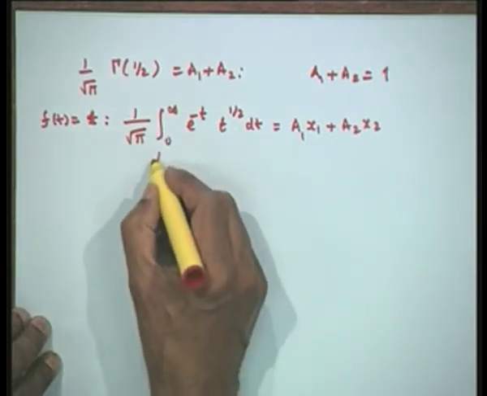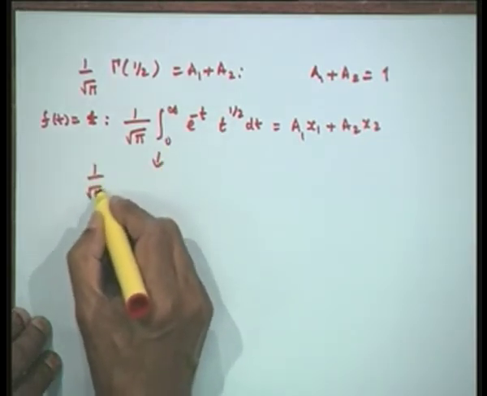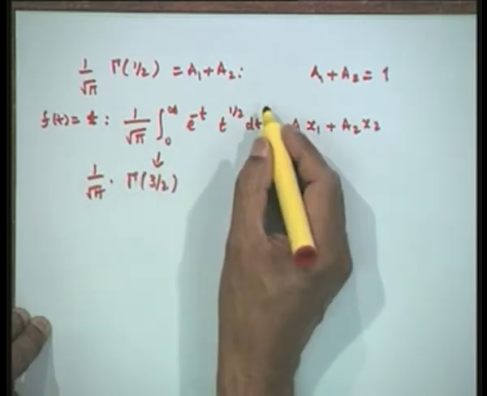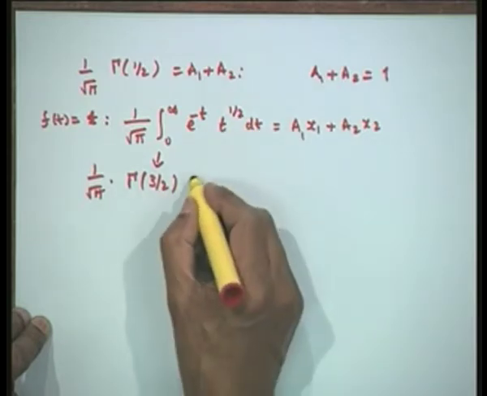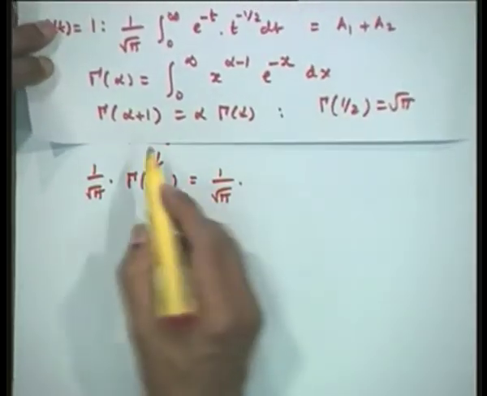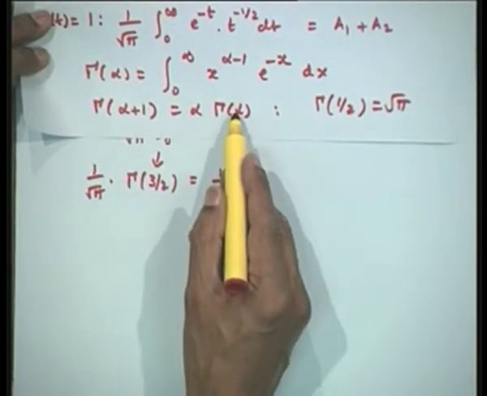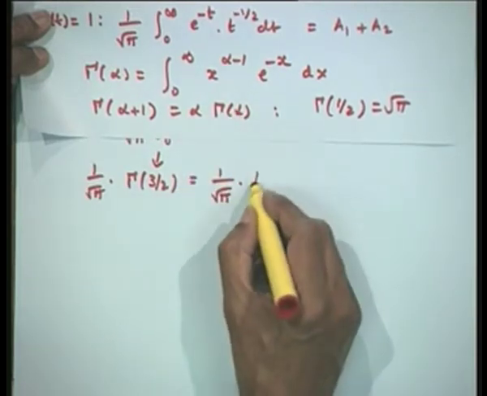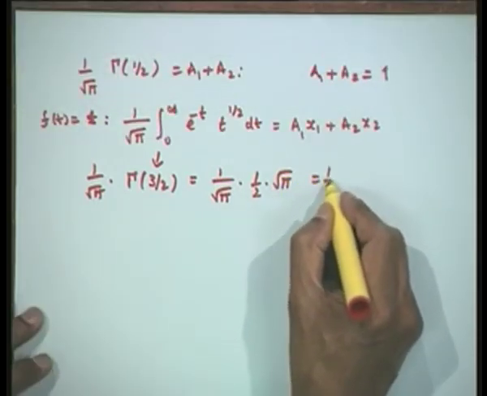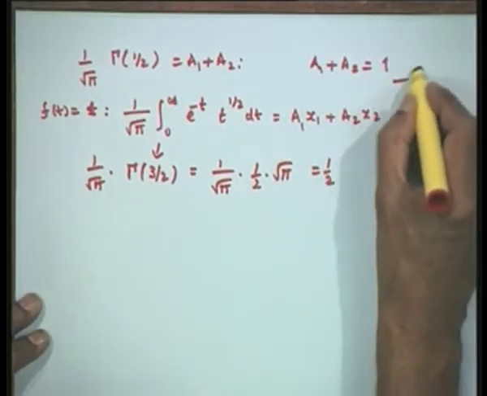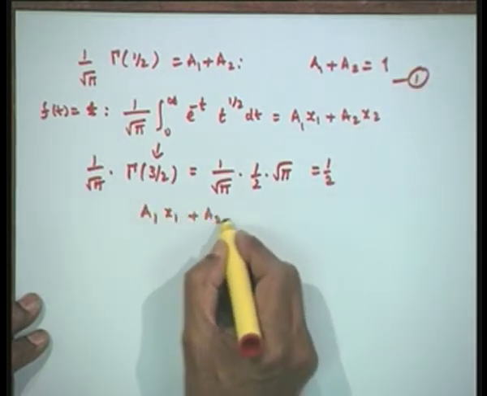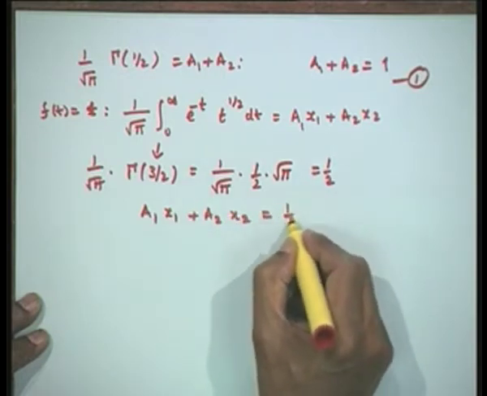Now, let us evaluate the left hand side here. This is 1 upon root pi, gamma of 3 by 2, since 3 by 2 minus 1 is half. We use the property that gamma 3 by 2 is half gamma half, and gamma half is root pi. Therefore, this is equal to half. So the second equation is a1 x1 plus a2 x2 is equal to half.